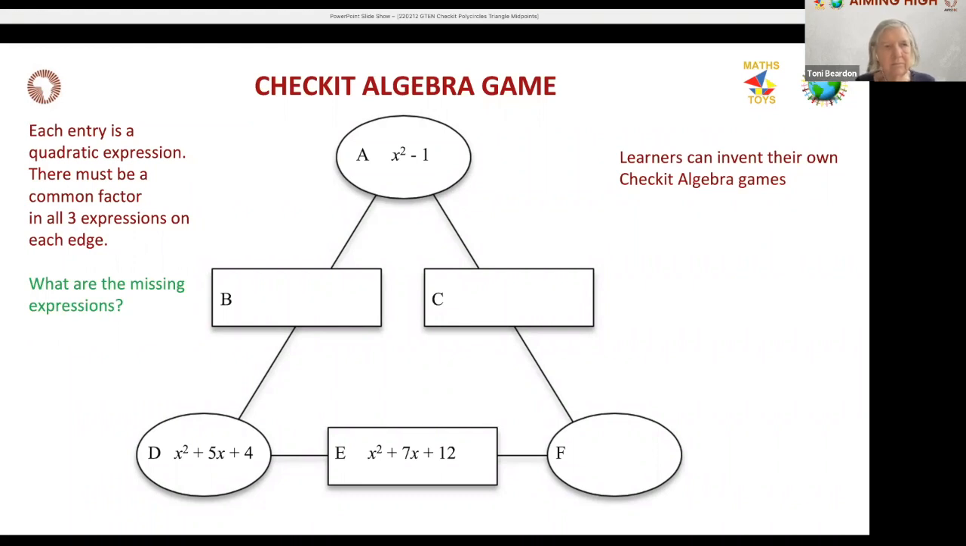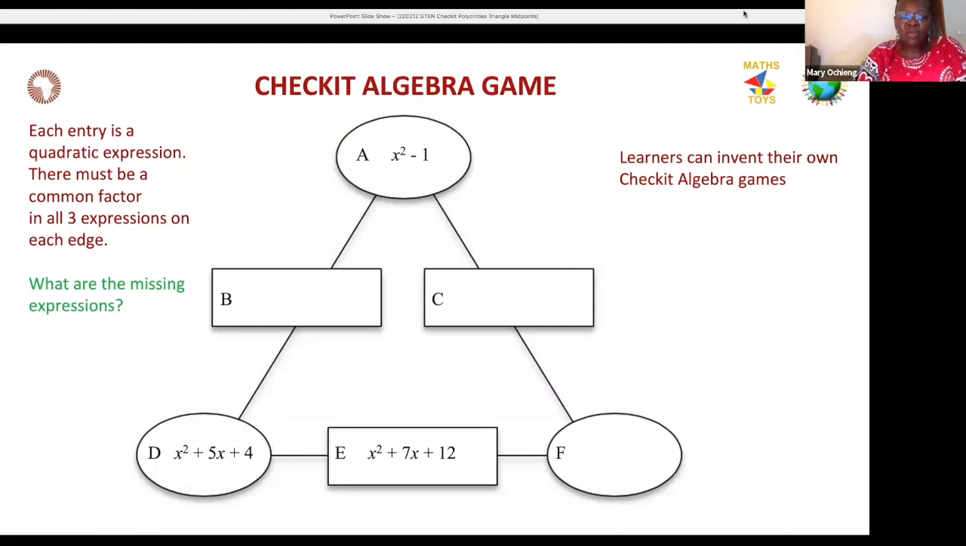factors. So in this case, for this particular one that we have up here, we have a quadratic expression in A and D and E, and each entry should be a quadratic expression. And there must be a common factor in all three expressions on each edge. So we want to find the missing expressions. I just want us to think about this and think about what would be in part B.